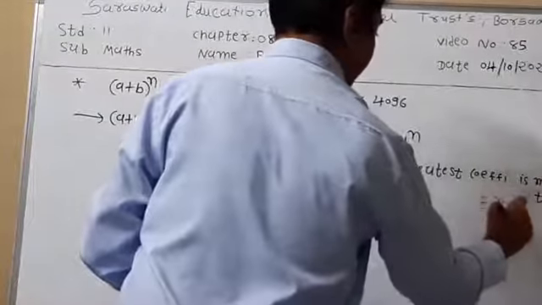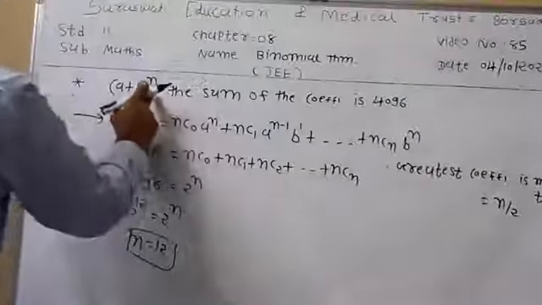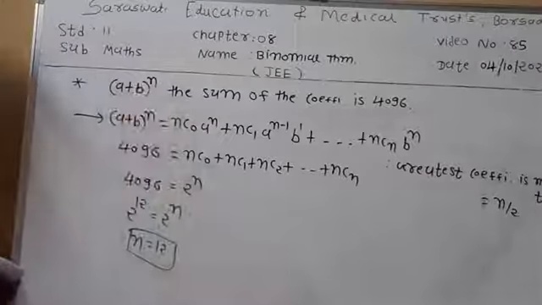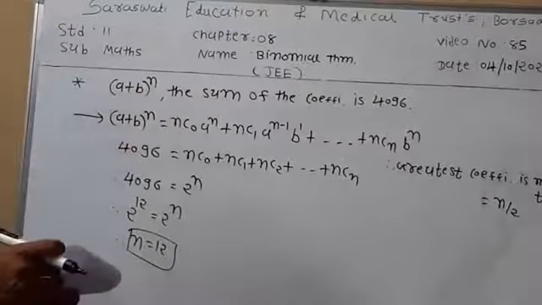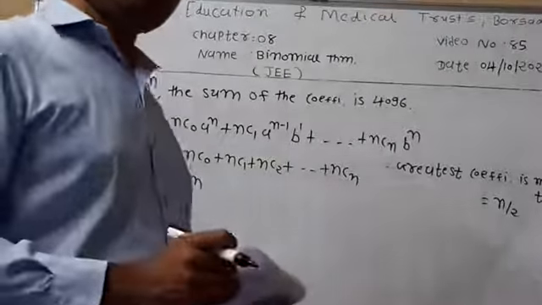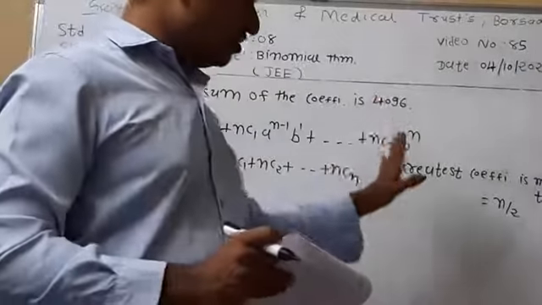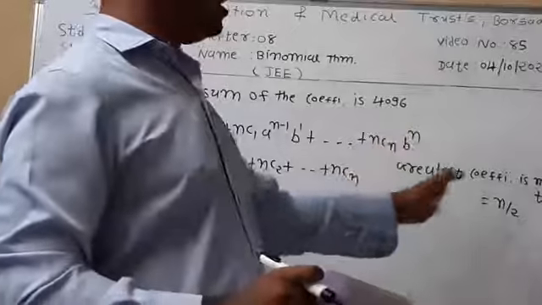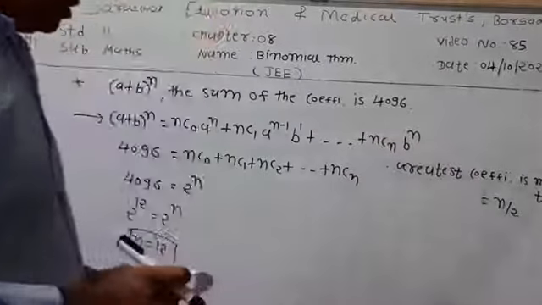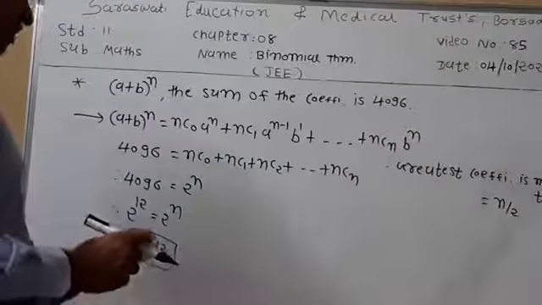Is equal to n by 2, because our total number of terms is n. Suppose the total number of terms is 100, so 100 by 2, that means the 50th term is our middle term, meaning this term is our greatest term. But here the total number of terms is n, so the greatest coefficient is at n by 2.